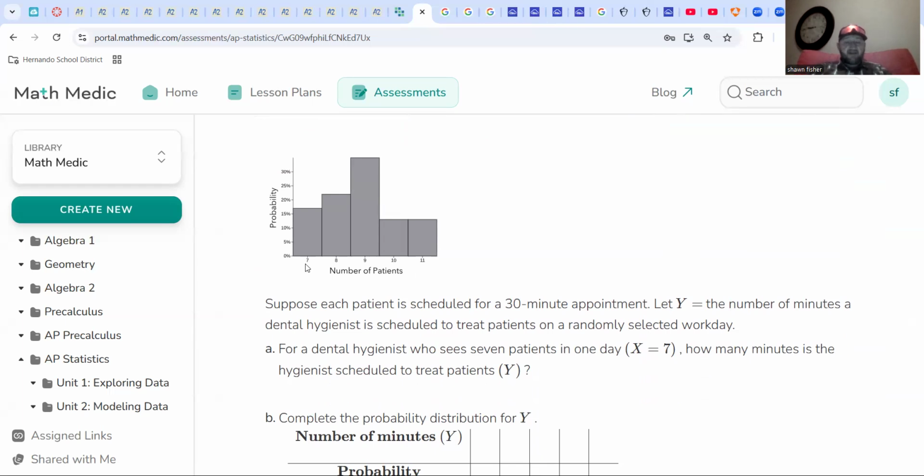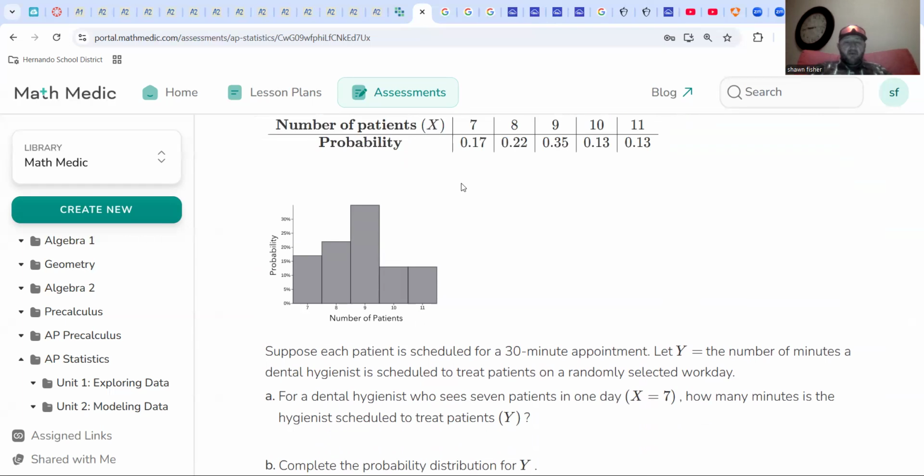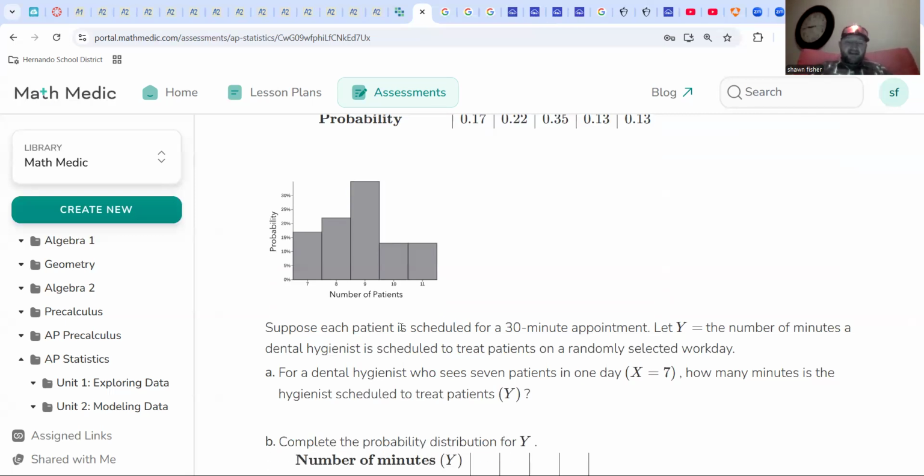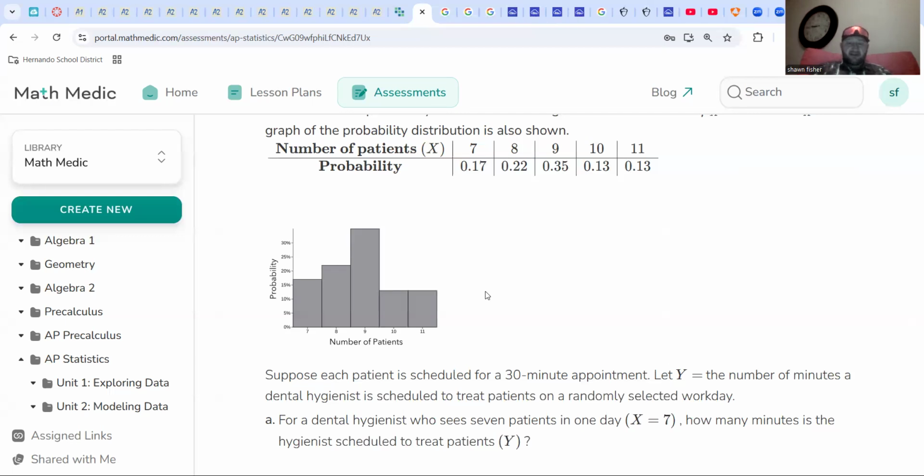We can put that in our calculator if we wanted to. So X was 7, I put 7 under L1, and 0.17 for L2, and we know how to do that. We go into our stats and calculate that data. We've done that before. Okay. Suppose each patient is scheduled for a 30-minute appointment. So one patient, 30 minutes, 2 patients, 3 patients.